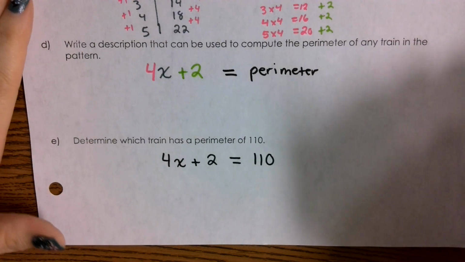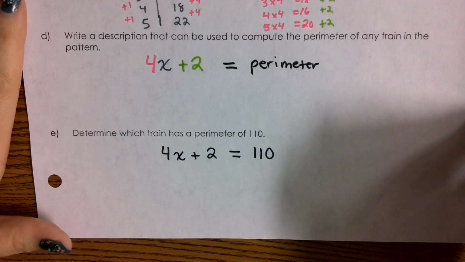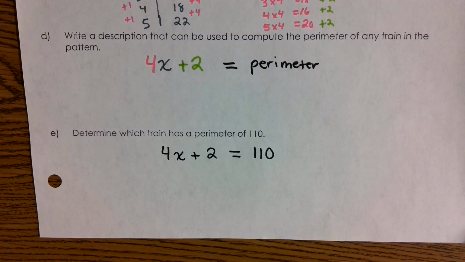What's another word for inverse? It's another vocab term that we can use for inverse. Hassan? Opposite. Okay, so we're doing the opposite of our operations.